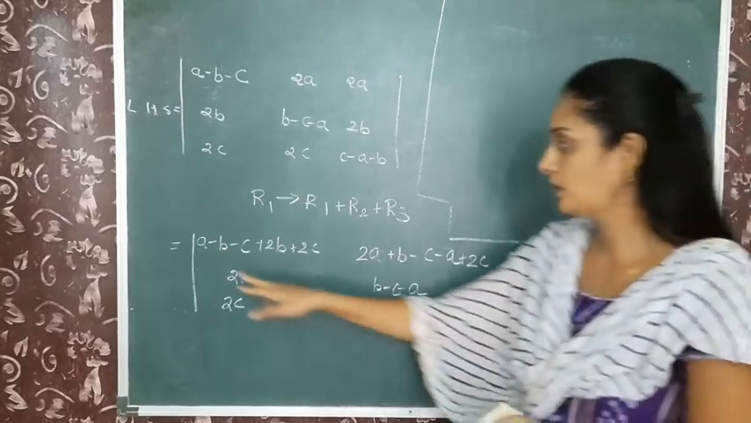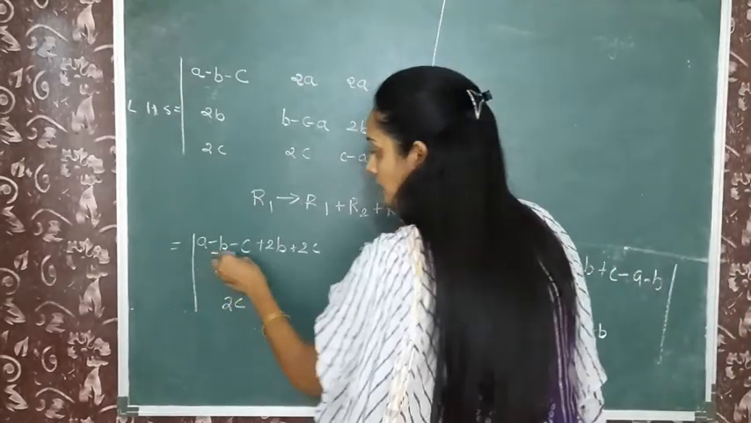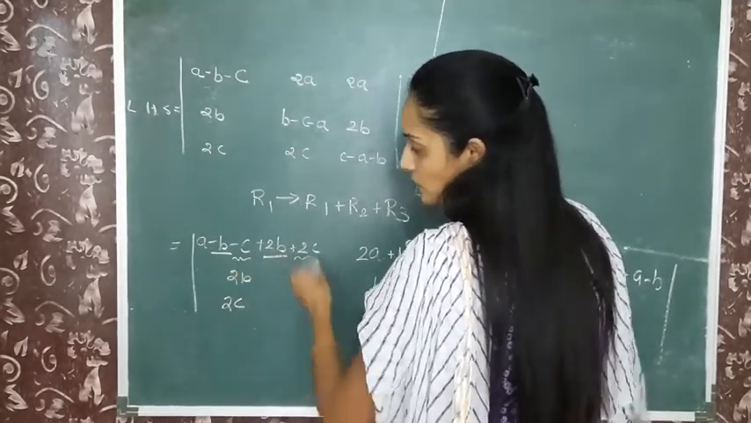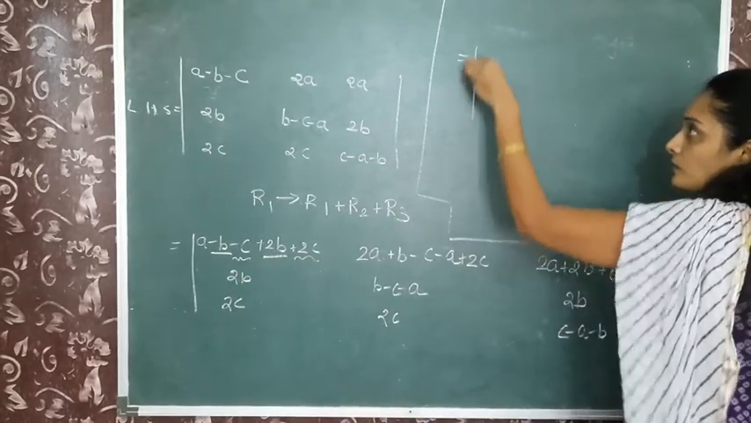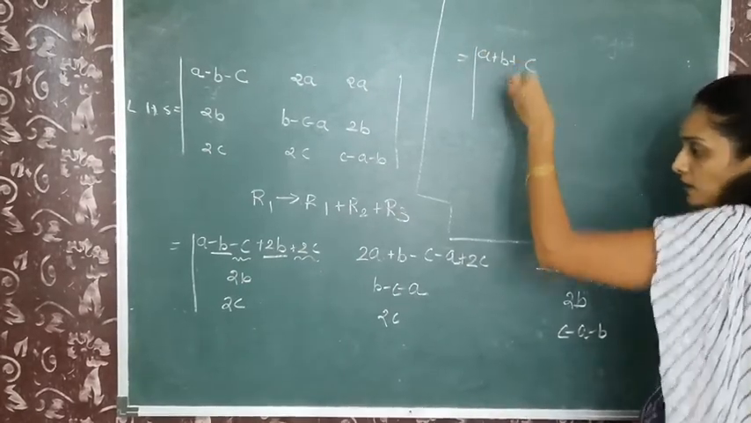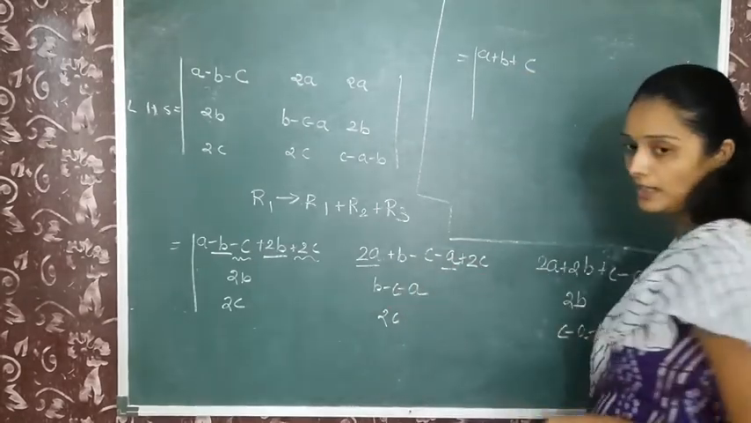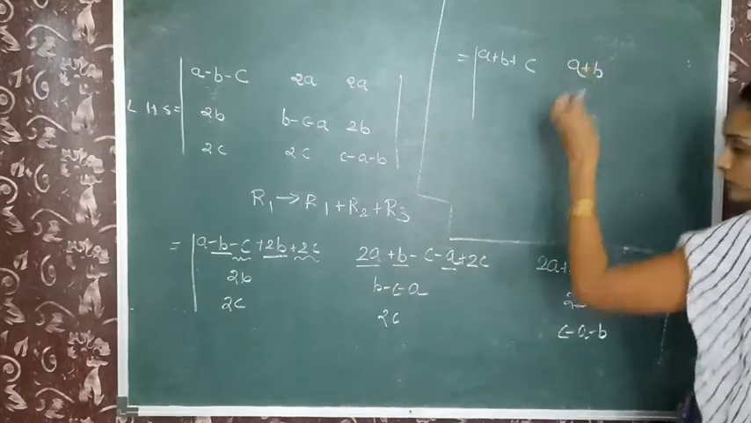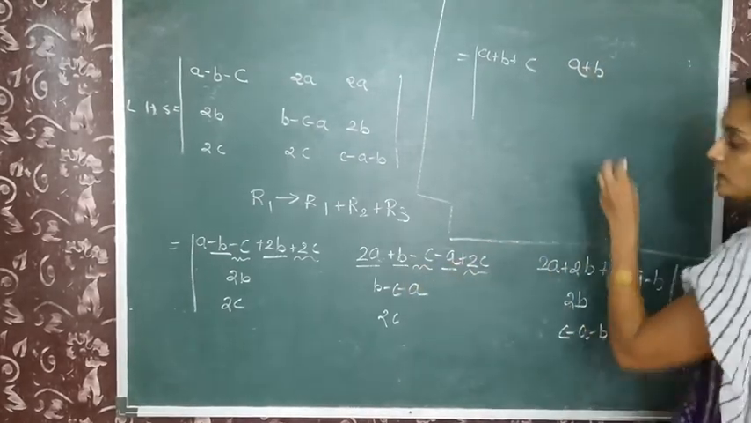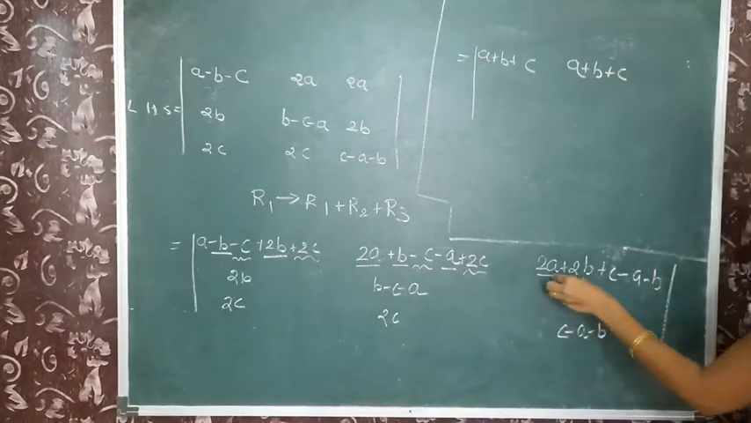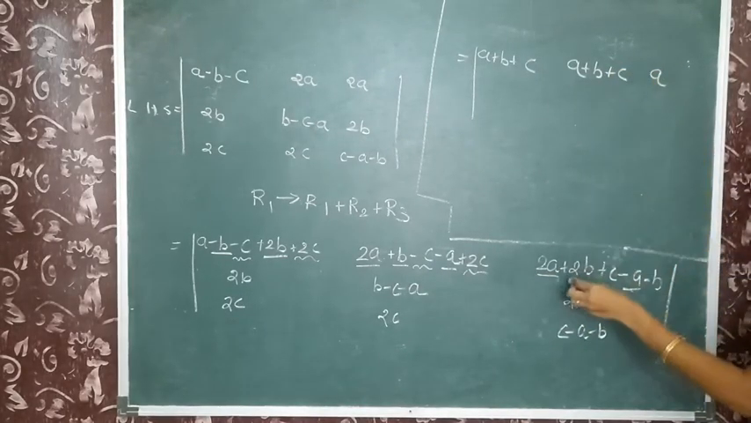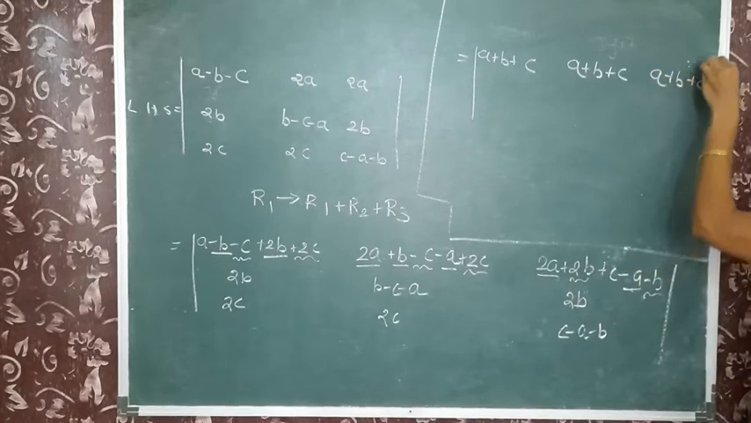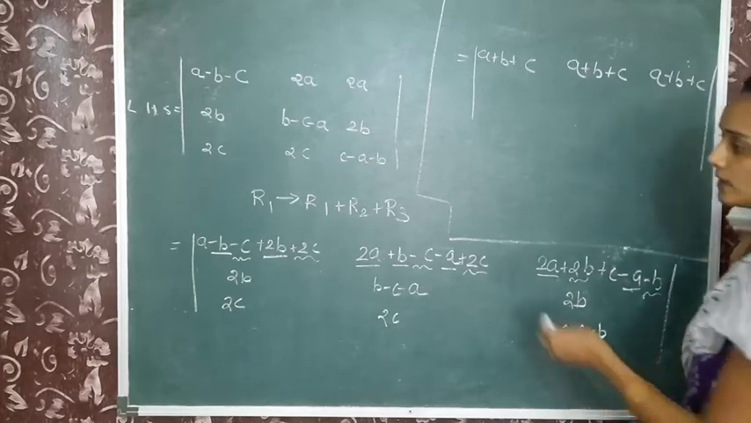Now here A minus B plus 2B. So A plus B minus C plus 2C, so plus C. So here we have A plus B plus C. Here 2A minus A, like term, so A, plus B minus C plus 2C, like term, so C. Here 2A minus A, so A. 2B minus B, so plus B, and plus C. And second and third row as it is.